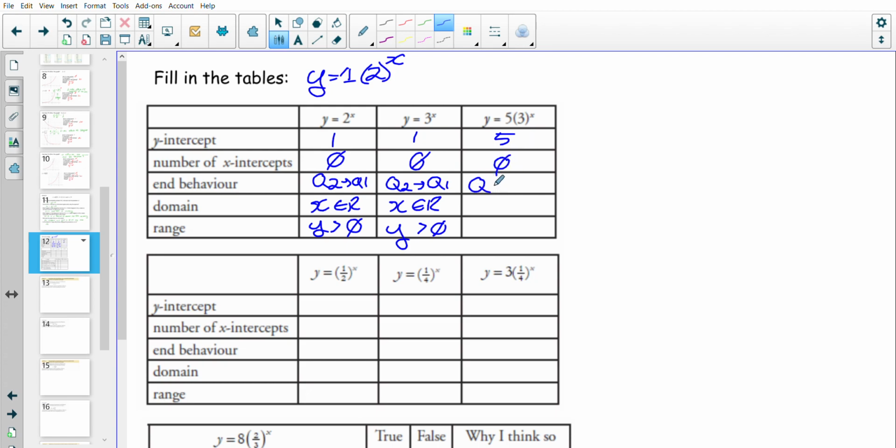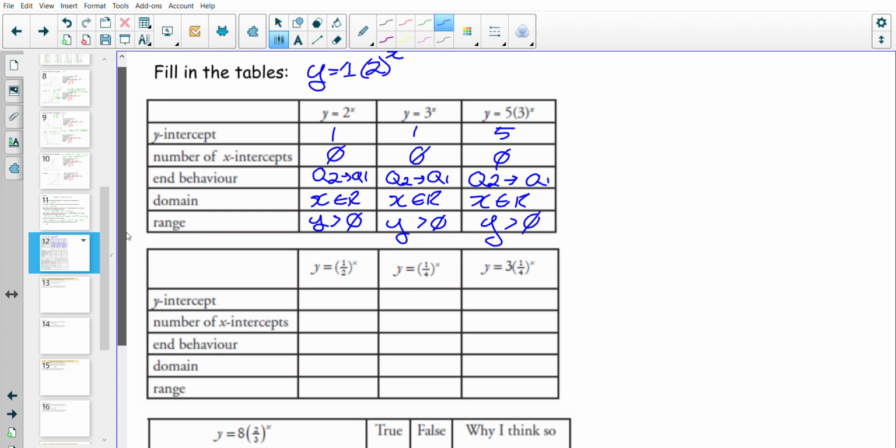Here, we're going to have a y-intercept of 5, number of x-intercepts is going to be 0. We're still going from quadrant 2 to quadrant 1 because our base is a whole number, therefore we are increasing. Our domain is still x is any number that's real, and our range is still the same.